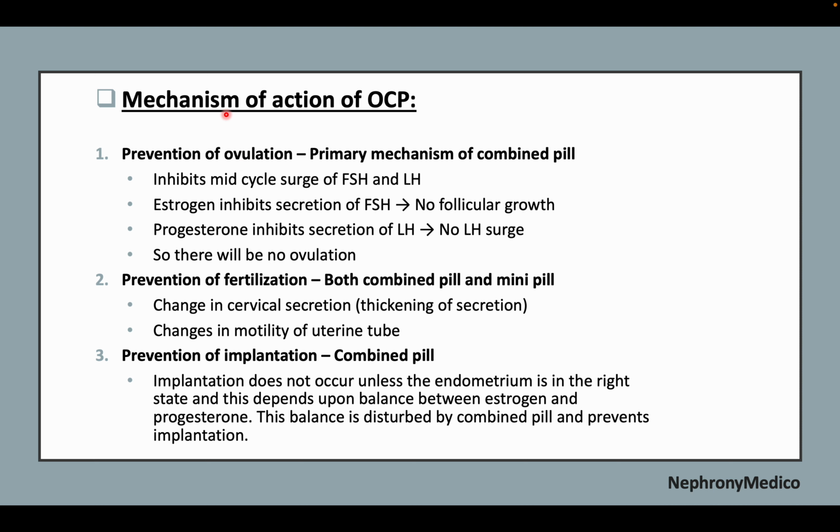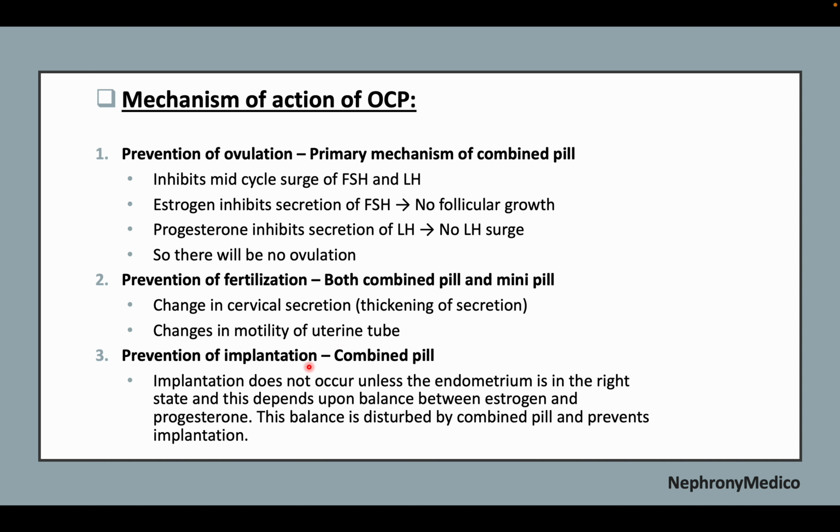Now, mechanism of action of the oral combined pill. Prevention of ovulation, which is the primary mechanism of the combined pill. It inhibits the mid-cycle surge of follicle stimulating hormone and luteinizing hormone. Estrogen inhibits secretion of FSH, so there is no follicular growth. Progesterone inhibits secretion of LH, so there is no LH surge and no ovulation. Prevention of fertilization occurs through change in the cervical secretion and changes in the motility of the uterine tube.